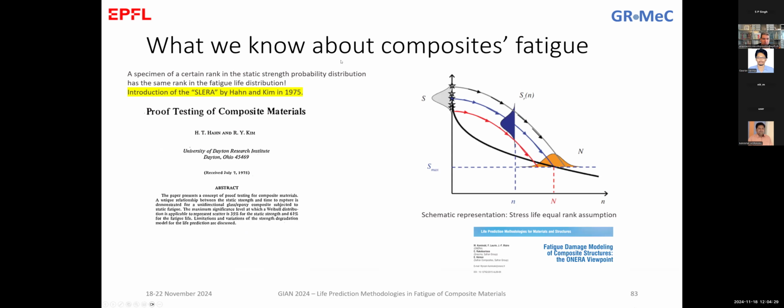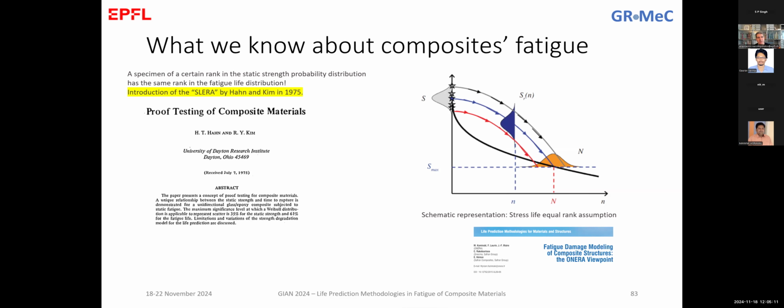So we know also that composites, first of all, follow, as we discussed already, a Weibull distribution. So static strength, fatigue strength, number of cycles, they are not normally distributed. They are actually log normal distribution, or if you like, they also fall into the category of Weibull distribution. And there is a model introduced in 1975 by Han and Kim, that is also known as the SLERA model. You see here highlighted the SLERA model, which is the strength, life, equal rank assumption.